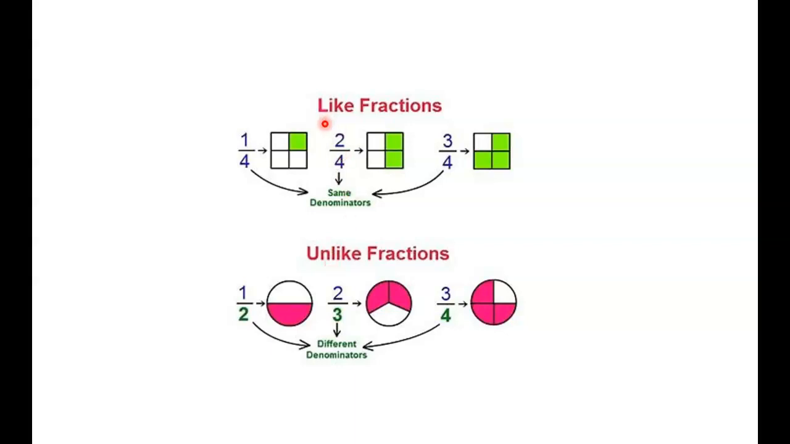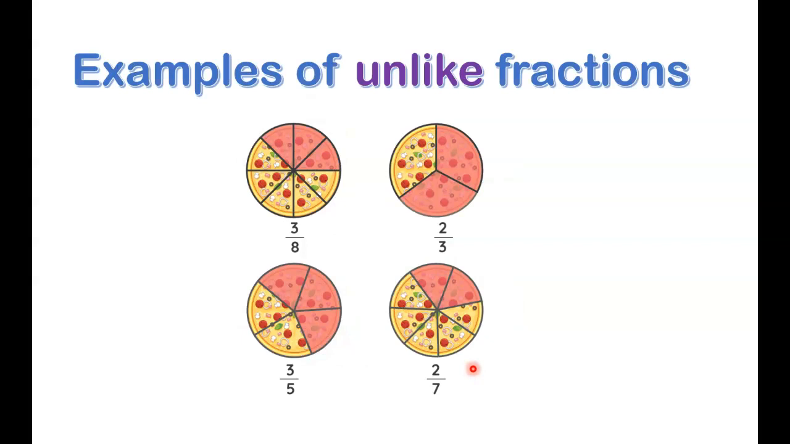With like fractions, we already know they must have the same denominator, 4, 4, 4, yes. In all these fractions, the denominator is actually the same. However, with the unlike fractions, the denominators are always different, like 2, 3, and 4 in these fractions, alright? Let's take a closer look at some examples of unlike fractions.